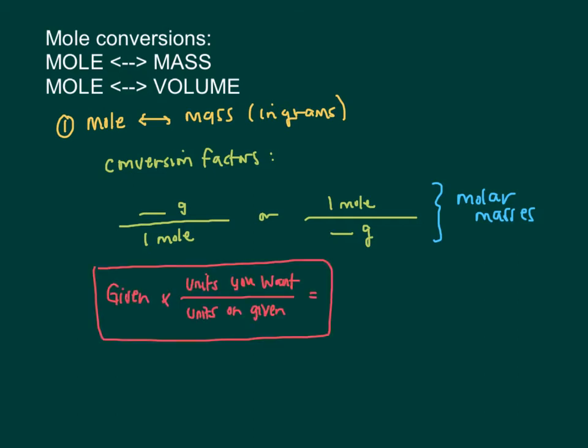As with any one-step conversion, you're going to be using my little format here, where the number that you're given, you're going to multiply by a conversion factor. So this will be your conversion factor. And your conversion factor will be set up with the units that are the same units as the given on the bottom, and then the units you want on the top.